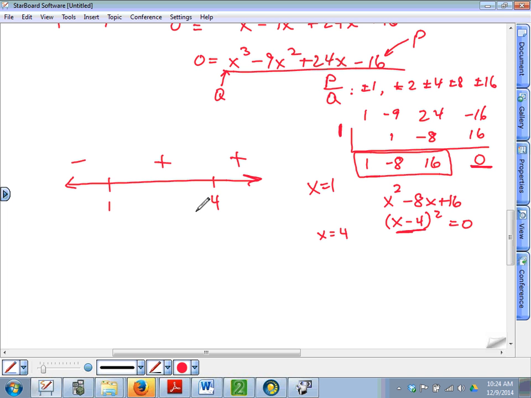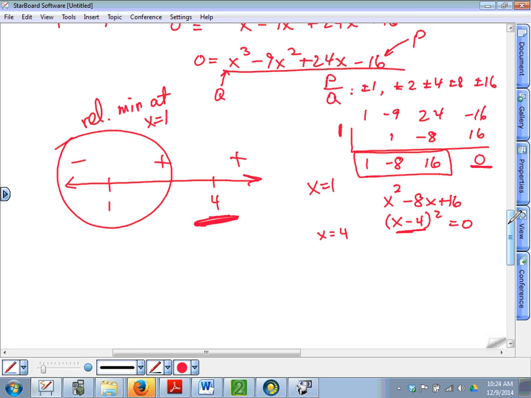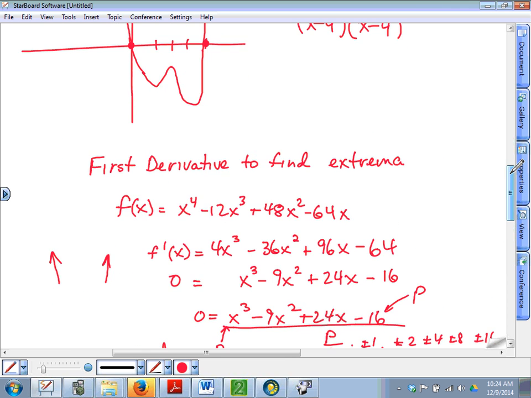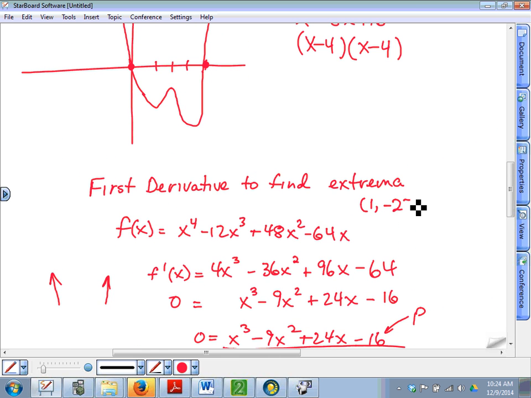It's going to start down and then it goes up. This just shows where the slope is 0. So that means we have a relative minimum right there. It's not an extreme at the other point. We have a relative min point at x equals 1. How do you find out what the y value is? You plug it back into the original function. It would be 1 comma negative 27.